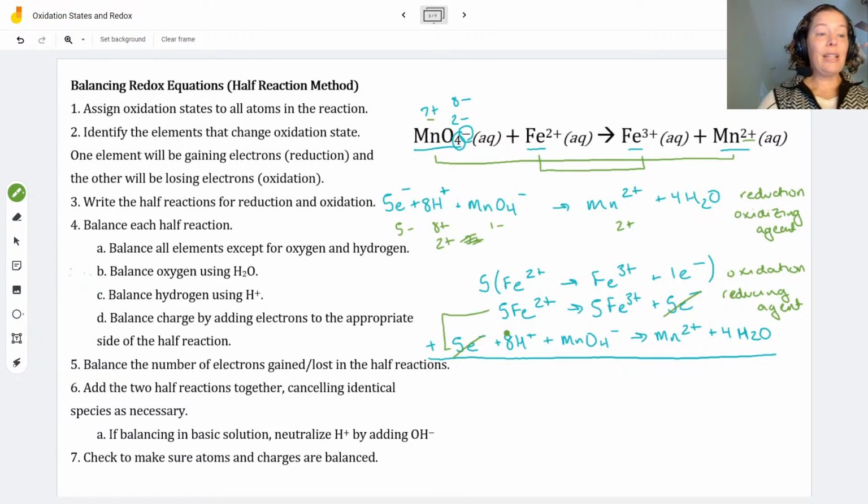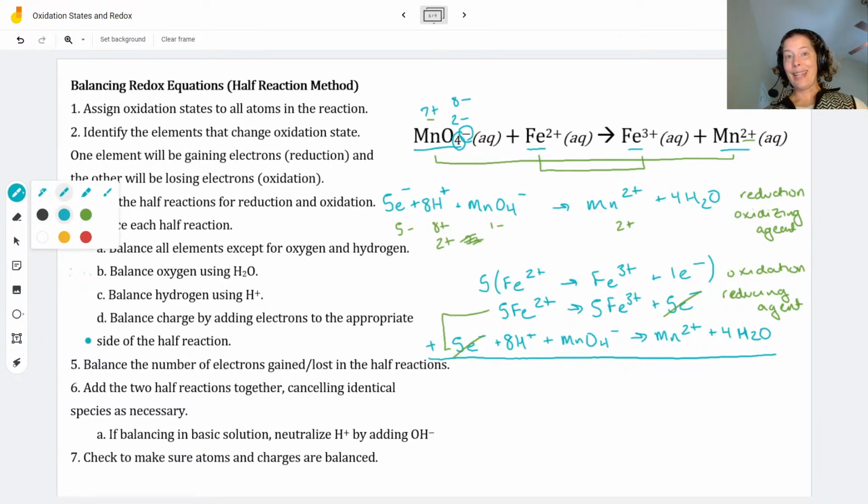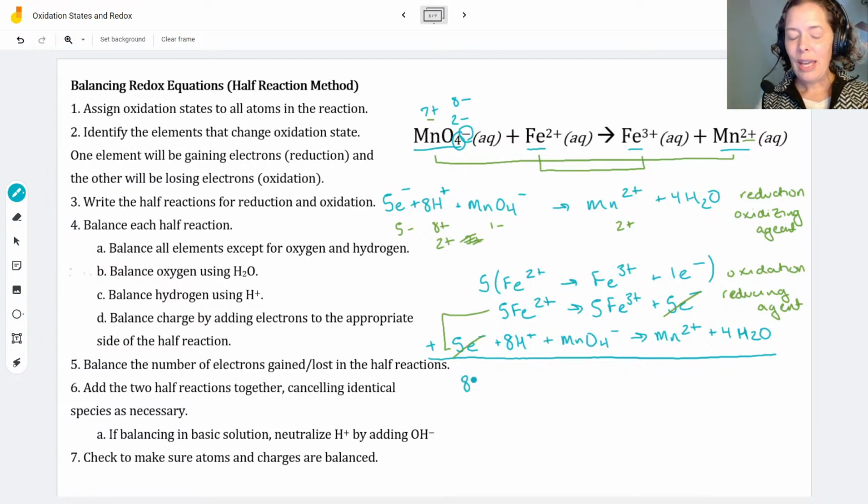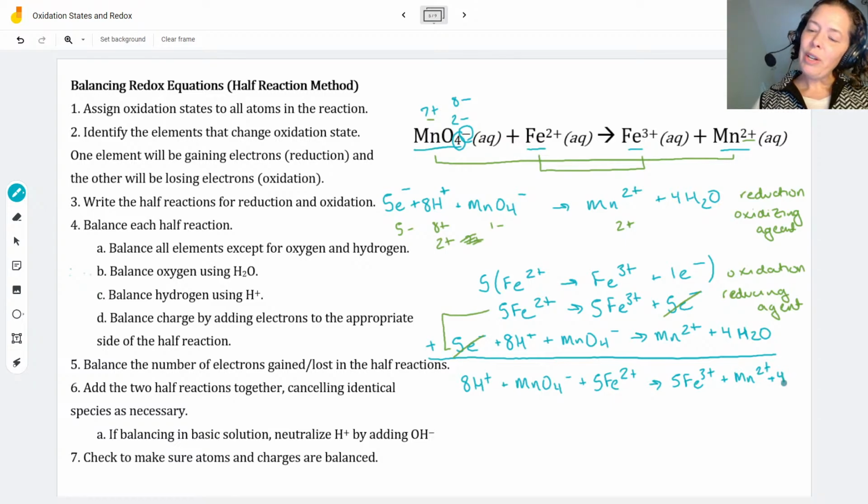Okay, so that's all I'm going to cancel out, which means I just pull everything else down to get my balanced redox equation. So what I have is 8H+, my manganese oxide, plus 5 Fe2+. Okay, so I think those are all my reactants. Now I go to products. So here's my 5Fe3+, my manganese. Oh, I'm going to have to squeeze my 4 waters in. Okay, go right. Oh, that was close.